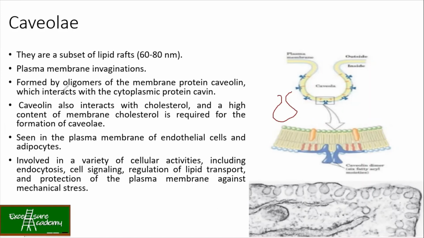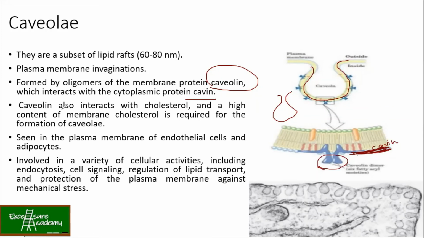They are formed by the oligomers of the membrane protein caveolin, which interacts with the cytoplasmic protein cavin. Now what does this mean? See on the surface here. Okay, this is the cytoplasmic region of your plasma membrane. It has got a protein called cavin, to which your caveolin as a dimer comes and binds and helps in the formation of the invagination.